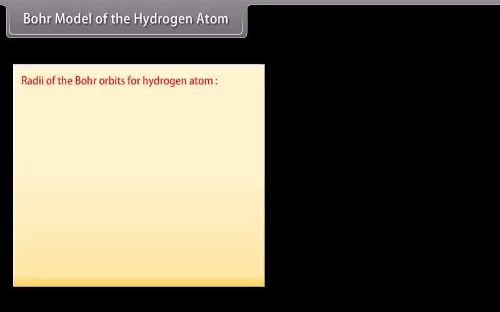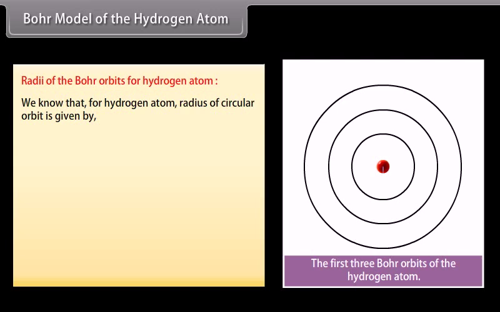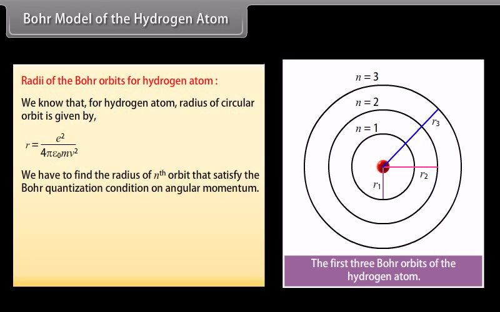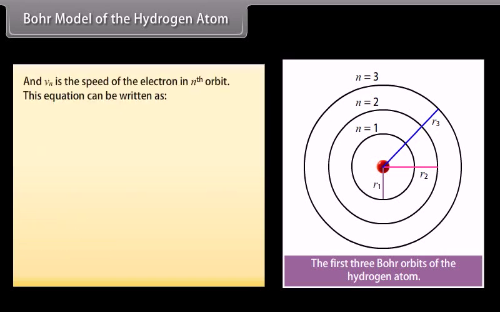Radii of the Bohr orbits of the hydrogen atom. We know that for a hydrogen atom, the radius of the circular orbit is given by e squared upon 4 pi epsilon naught m v squared. We have to find the radius of the nth orbit that satisfies the Bohr quantization condition on angular momentum. Ln is equal to the product of m, Vn and Rn, which equals nh upon 2 pi, where n is equal to 1, 2, 3 and so on. And Vn is the speed of the electron in the nth orbit. This equation can be written as Vn equals nh upon 2 pi m Rn.